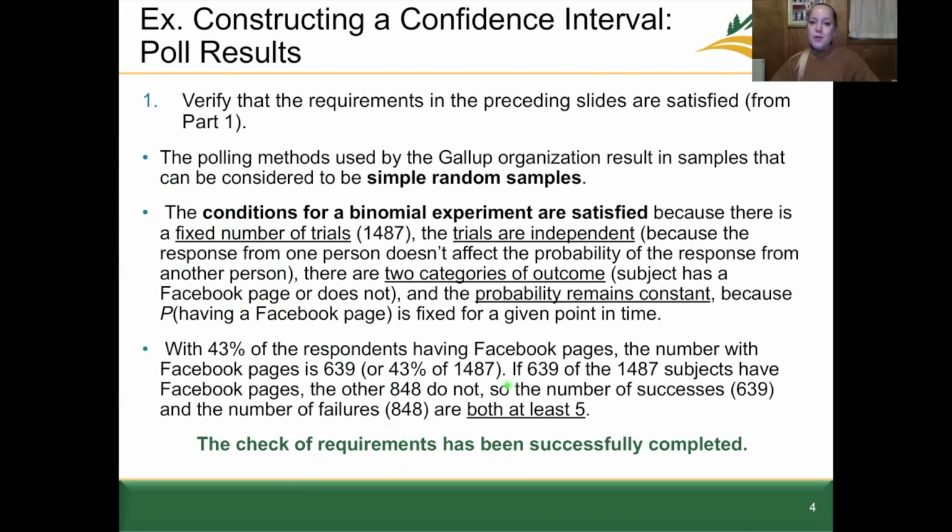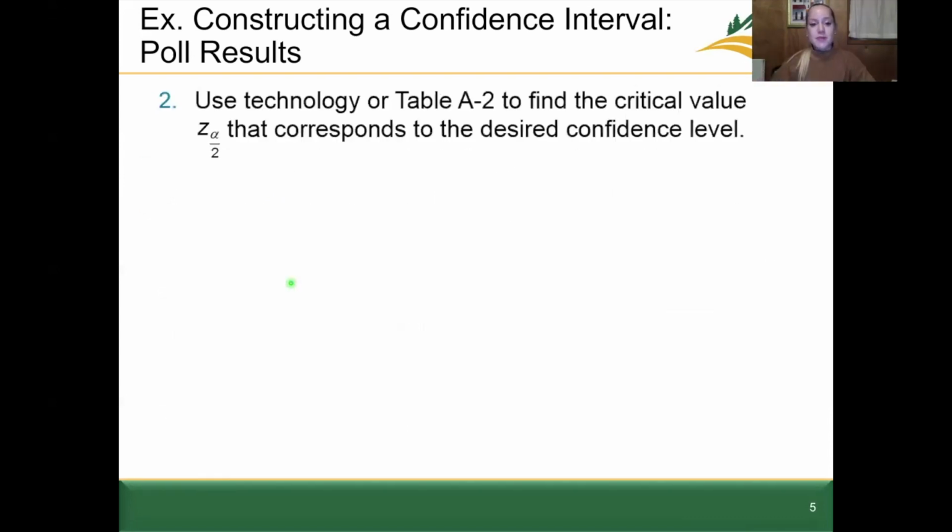If you have a homework question, for example, where we don't satisfy that we have at least 5 successes or 5 failures, then we couldn't conduct a confidence interval in this way. So it is important to check off all these requirements, and because we have checked them, we can move on to the next step. Okay, so step number 2, use technologies, use Excel or Table A2 to find the critical value, or Z subscript alpha over 2, that corresponds to our confidence level of interest.